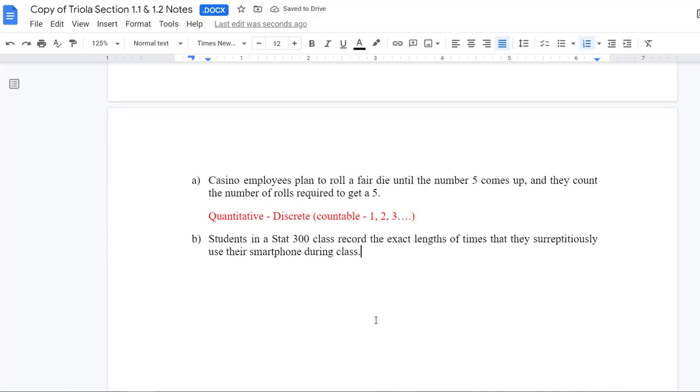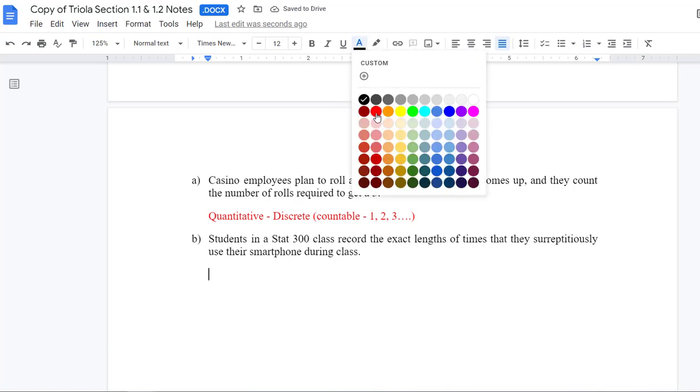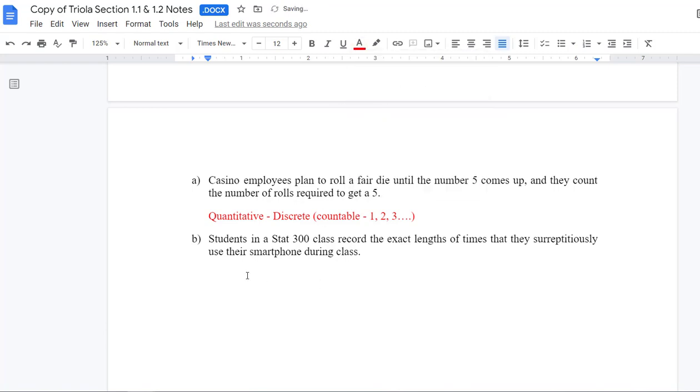Students in the Set 300 class record the exact length of times that they surreptitiously use their smartphone during class. So again, this is a quantitative variable, because they record the exact lengths. It is the length of time, so this will be an example of a continuous variable. All right, so that is something to keep in mind.